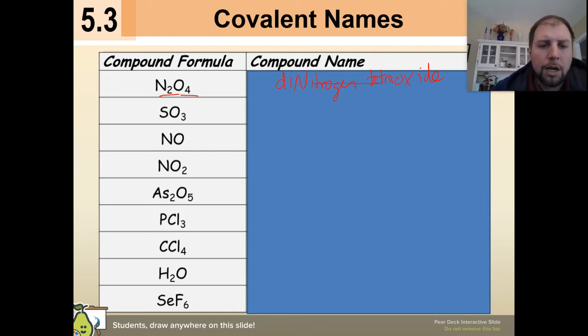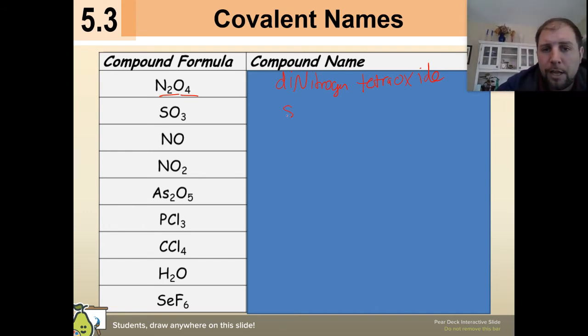tetra oxide. Am I able to delete on here? Yeah, I can. Dinitrogen tetra oxide. Okay, because tetra means 4. You're going to want to just have open that list of what the prefixes are. I'm only going up to 10. Okay, so the next one.